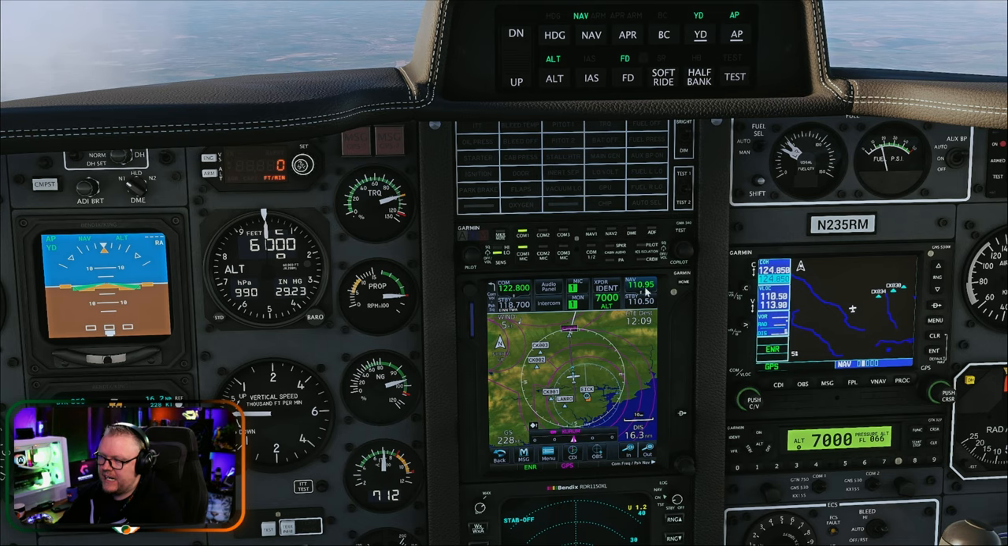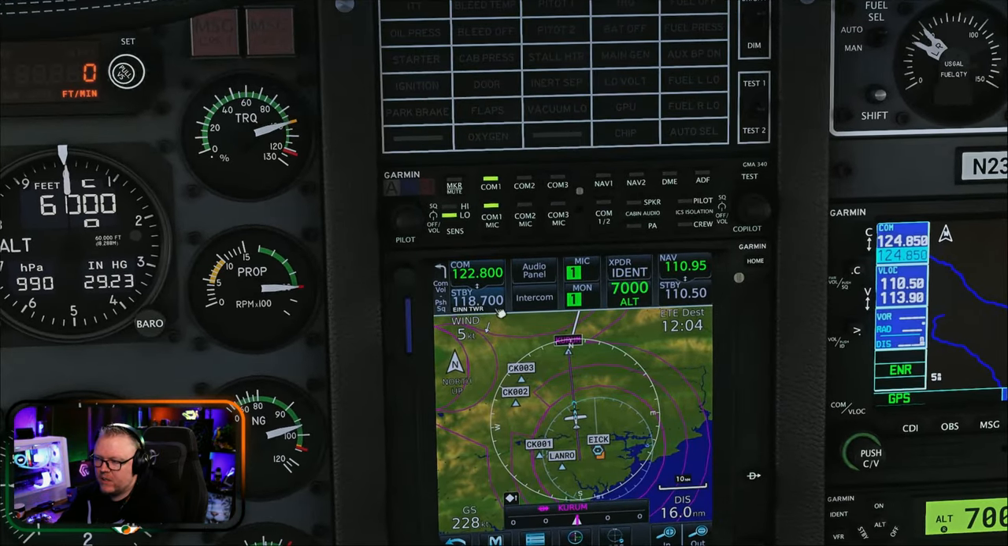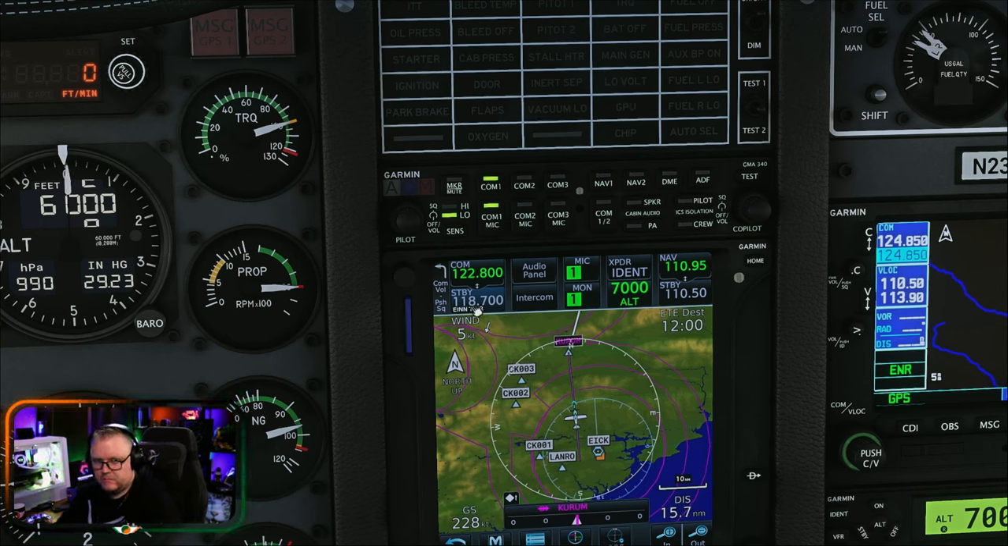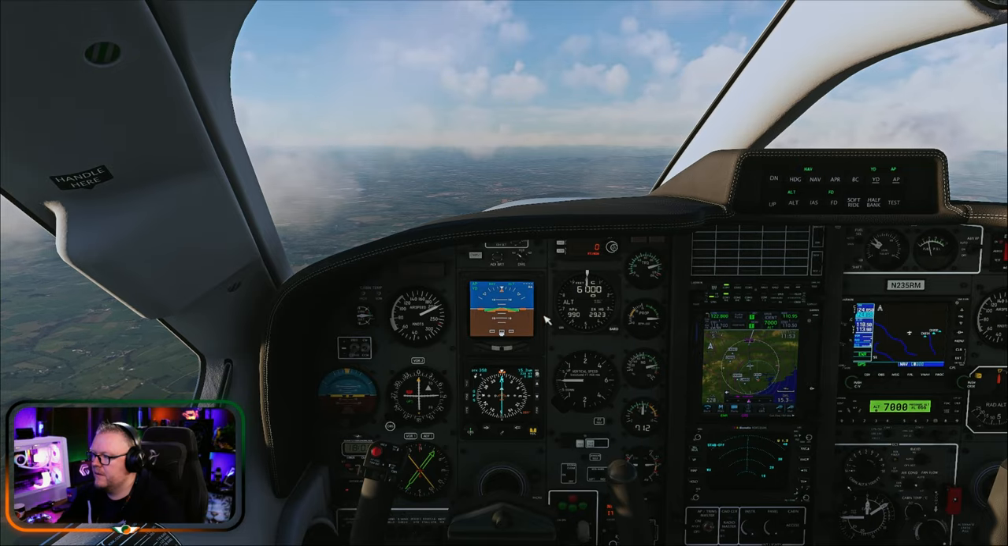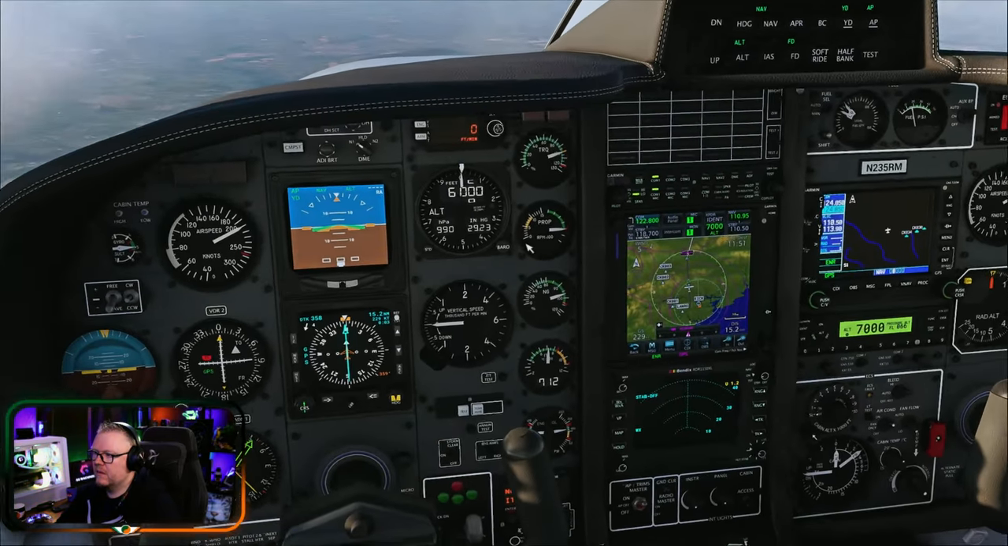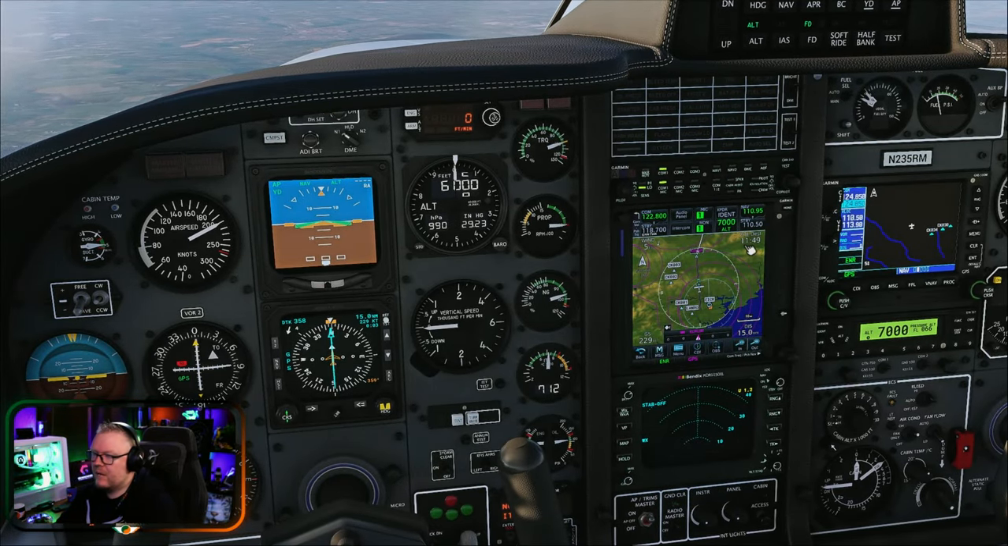It's in the active area. It's highlighted green. I also need to talk to Shannon Tower a little bit later on, and their frequency is 118.7. Sweet. So for the moment, everything is grand. Speed is looking good. Altitude is looking good. And we're just rambling along.